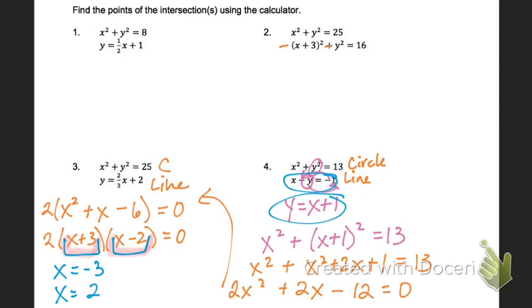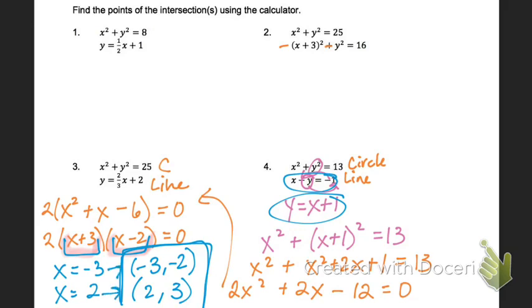And so when I plug in -3, -3 plus 1 is -2. And 2 plus 1 is 3. So how do you know how many solutions there are? X goes with Y? It's the one that you plug in. Yeah, this is the one that I plugged in.